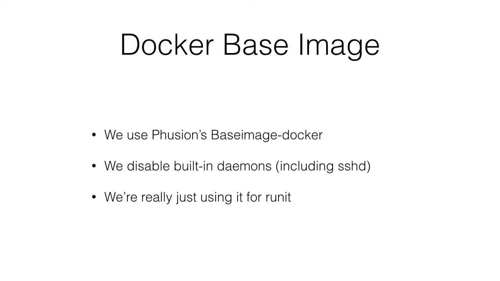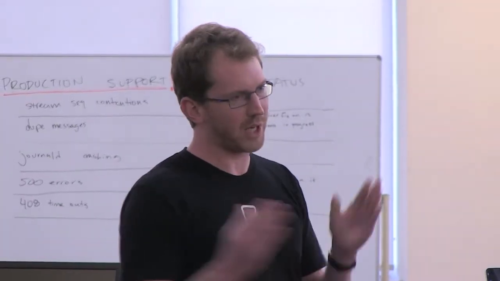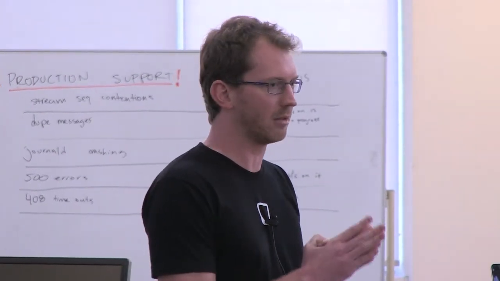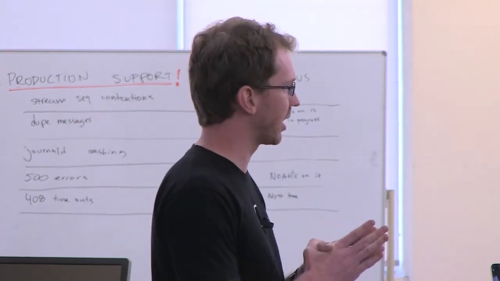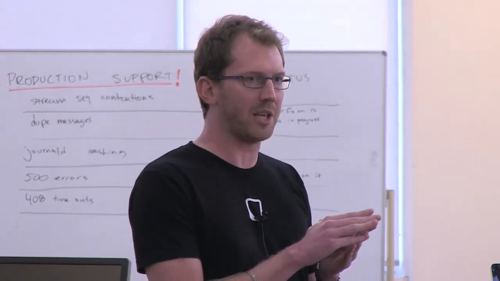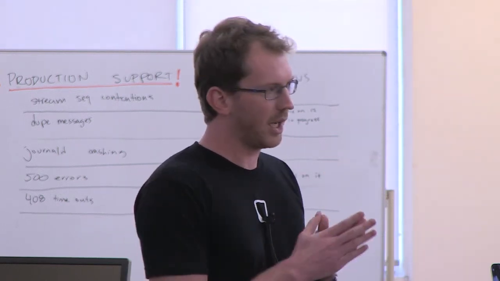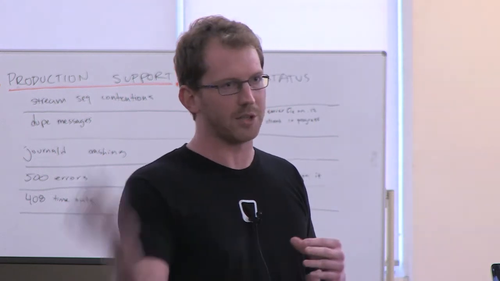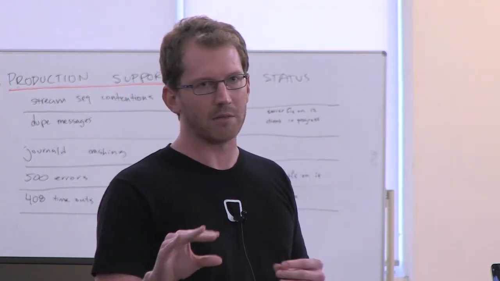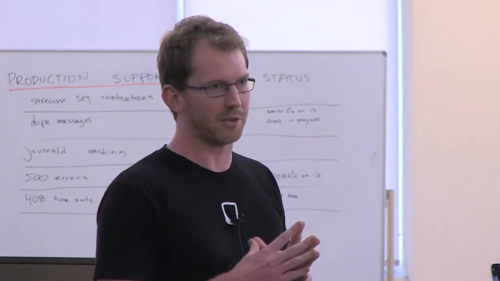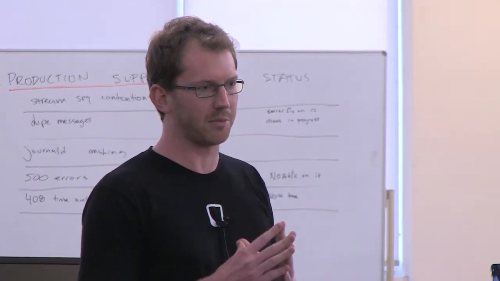So what are we using? Fusion's base image Docker. We disable all the built-in daemons. We're really just using it for runit. The reason we care about runit is it gives us that nice supervision tree. And a common pattern that we've come to in our containers is the primary daemon running the service is kept alive under one directory in /etc/service. And then something like confd is running alongside it, doing service discovery periodically and sending a SIGHUP, or whatever the appropriate mechanism for that service is, to say, hey, you have new upstream services, refresh yourself.